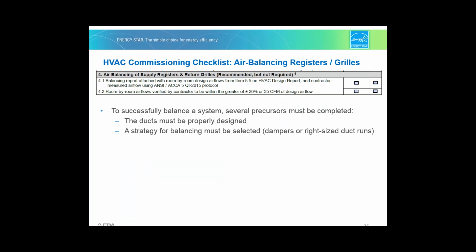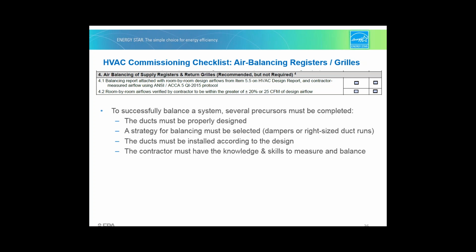Second, a strategy has to be selected, either dampers or right-sized duct runs for balancing to occur. Third, the ducts have to be installed according to the design. That doesn't always happen, surprisingly. And fourth, the contractor has to have the knowledge and the skills to measure the airflow and balance the system. Now, once all these precursors are in place, then the system can be successfully balanced.